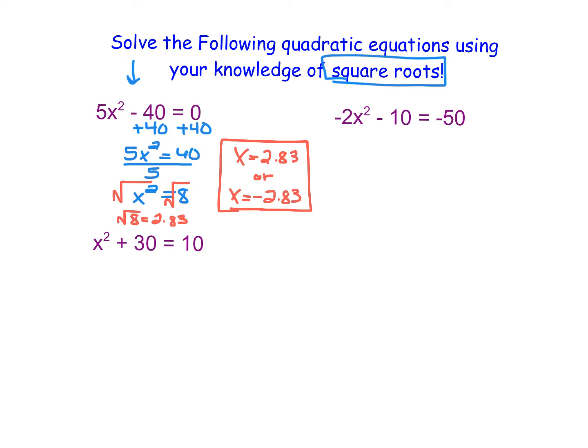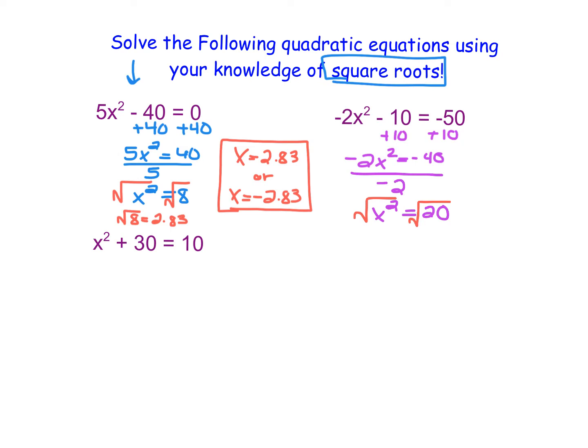Now if I look at the second example there, I can see that, again, I do not have anything with an x by itself. So I'm going to start off by adding 10 to each side. So I have negative 2x squared is equal to a negative 40. I then divide both sides by a negative 2, and I end up with x squared is equal to 20. And again, I have a situation where I'm not quite sure what number squared will give me 20. So again, I'm going to utilize the square root function to undo the square around the x and to figure out what number squared will give me 20.